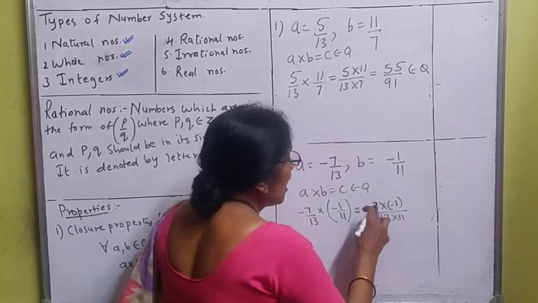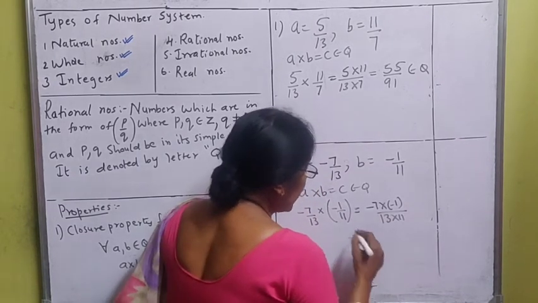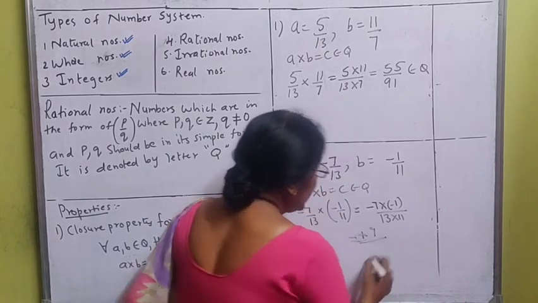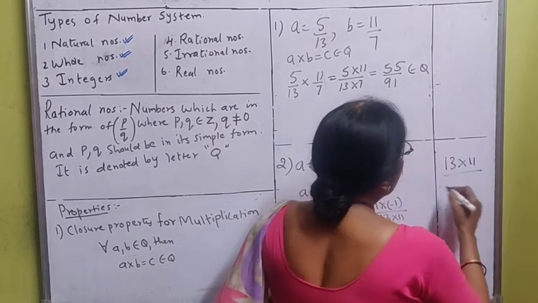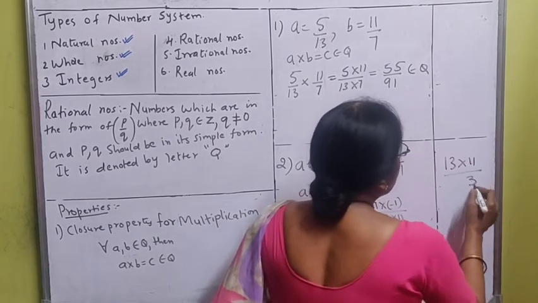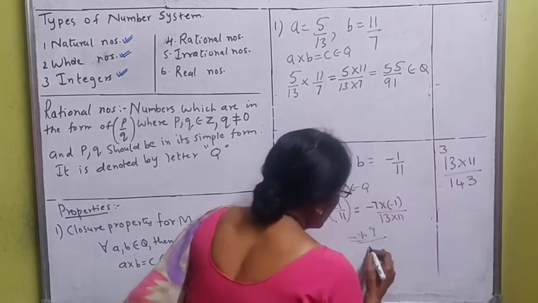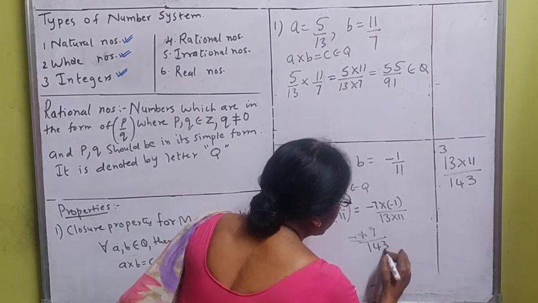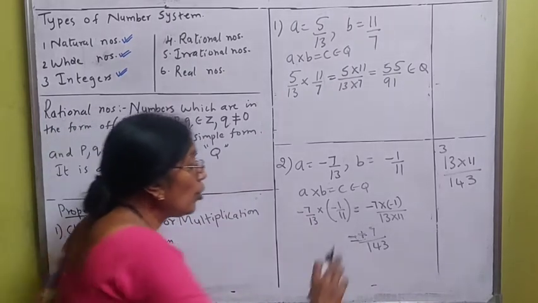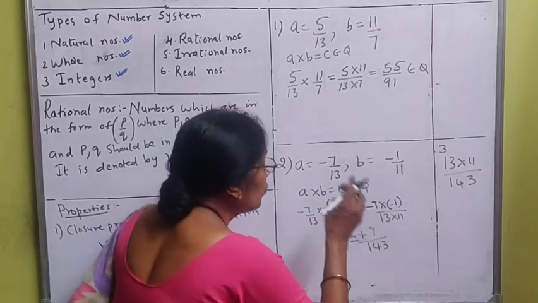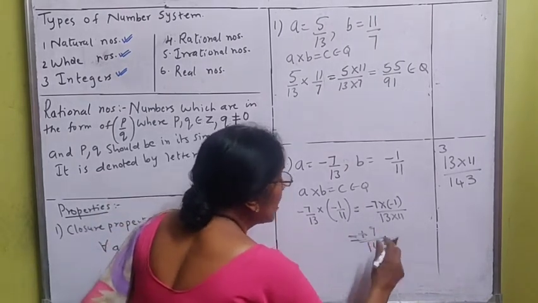So let us see what happens. Minus into minus is plus. Then 7 into 1 is 7. So you got 7 in the numerator. Let us see the denominator. 13 into 11. 11 3s are 33. 3 and carry 3. 11 1s are 11 plus 3 is 14. So you got 7 by 143. So you got plus 7 by 143. Both are integers P and Q? Yes. Q is not equal to 0? Yes. Are P and Q in simple form?